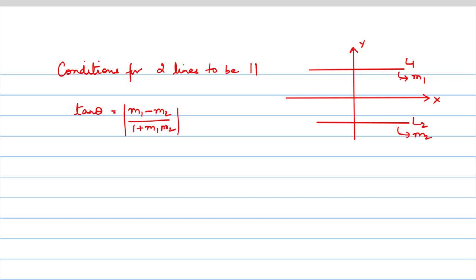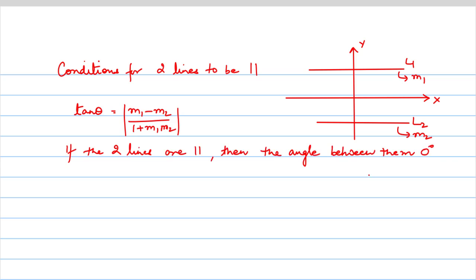Now, if the two lines are parallel, then what would be the angle between them? The angle between them is 0. Therefore, theta is 0. This theta is the angle between the two lines. Now what is tan 0? Tan 0 is 0. Therefore, M1 minus M2 upon 1 plus M1 M2 is 0.